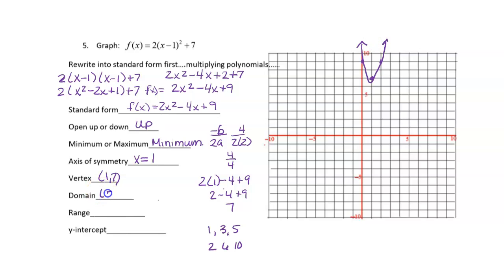So my domain is negative infinity, infinity. My range is lowest to highest. So I'm going to start at 7 with a bracket and go to infinity. And my y-intercept is this in standard form way up here. It's 9. Okay, that's it.